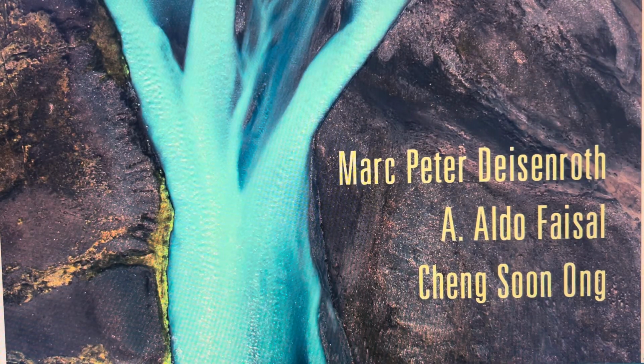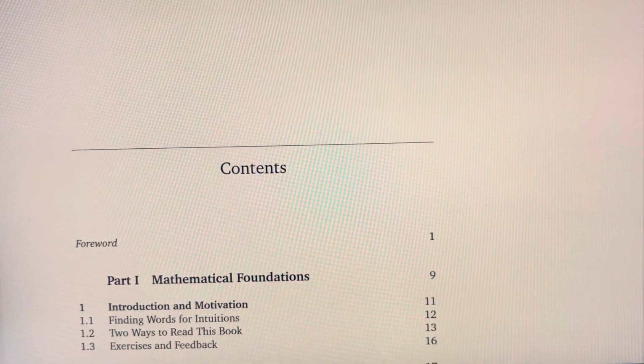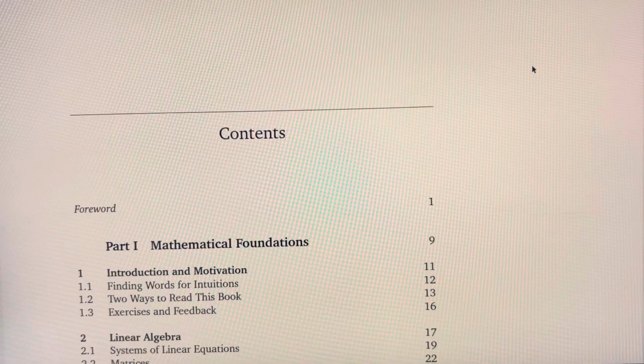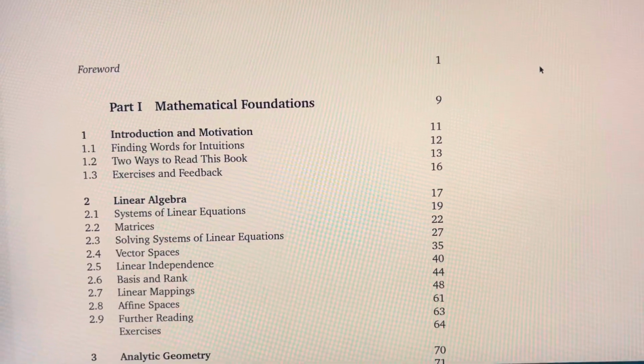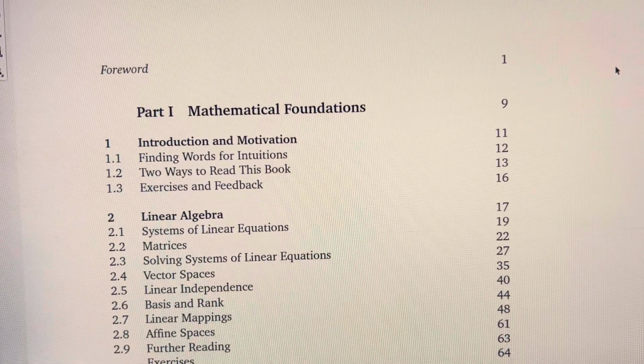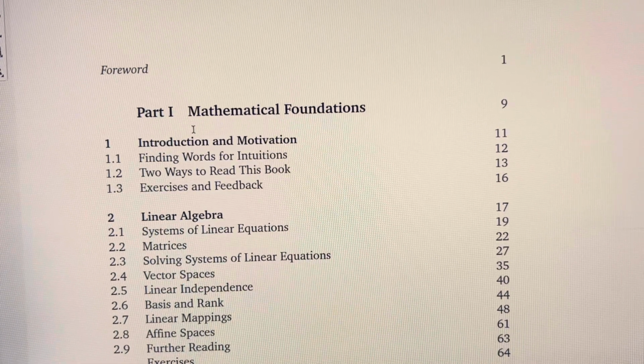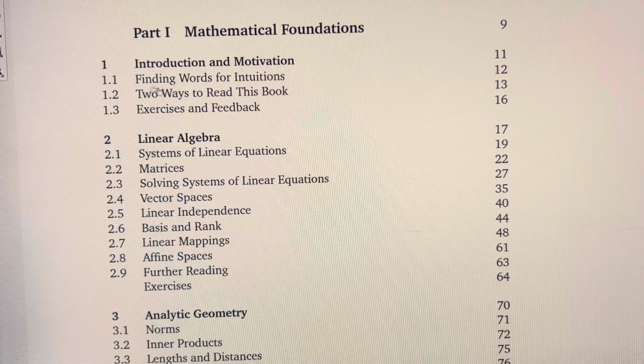These are the authors of the book: Deisenroth, Faisal, and Ong, and they are professors in universities in the United Kingdom. Let's scroll down a bit and see the table of contents. I'm going to move my camera a little bit here as I scroll down. Okay, there. Let's zoom in a little bit. First they cover the mathematical foundations, and that's part one of the book. In that, as you can see, they give some tips about how to read the book and so on. And then the first thing is linear algebra, right?